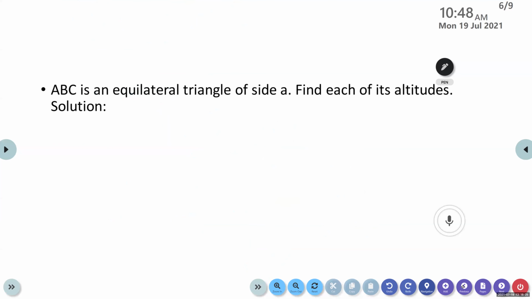Okay, write this question, children. This is again an important question. ABC is an equilateral triangle of side A. Find each of its altitude.